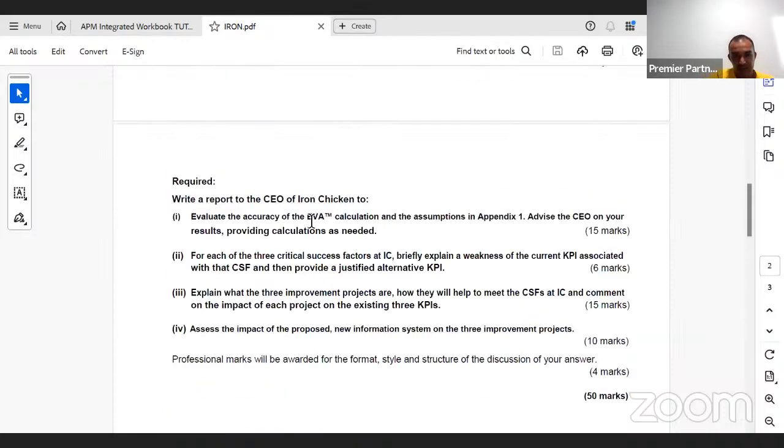Here the question is, evaluate the accuracy of EVA and the assumptions in Appendix 1. Advise the CEO on your results, providing calculations as needed. We need to redo that. Yeah, can we quickly redo this now?